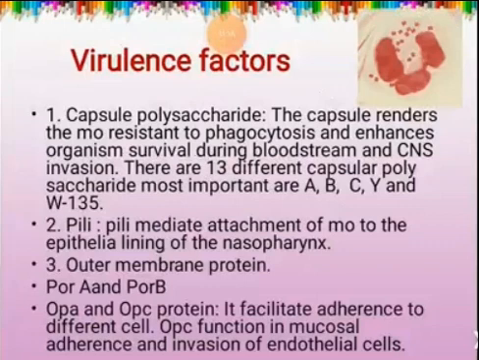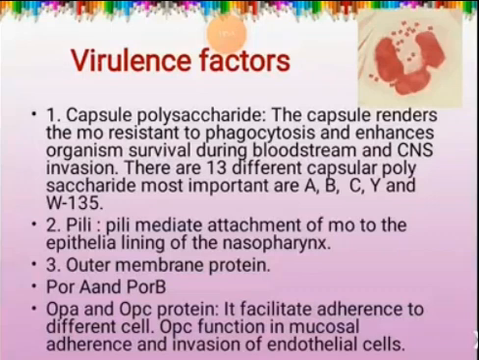Like the gonococcus, Neisseria meningitidis contains many virulence factors, including the capsular polysaccharide, and there are 13 different capsular polysaccharides. The most important in epidemics are types A, B, C, Y, and W135. Capsule is an important virulence factor because it renders the microorganism resistant to phagocytosis and enhances the survival of the microorganism during bloodstream invasion inside the polymorphonuclear leukocytes. It also aids in CNS invasion.